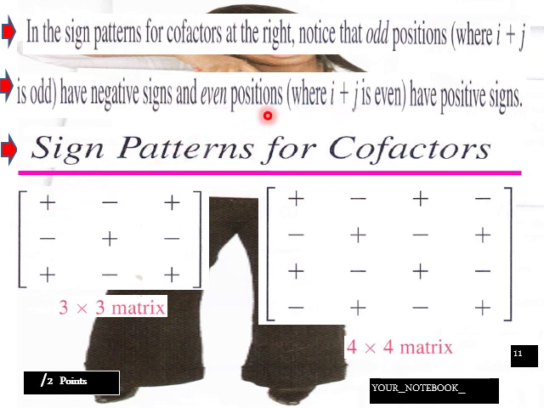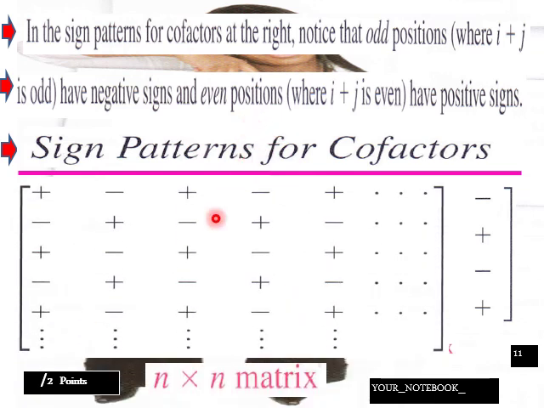And then even positions where i plus j is even. So this would be row 1 and then column 3 here. That'd be even, odd. Then this would be row 2, column 1. This would be odd, etc. So that's how you would figure the signs of your cofactors. And this would be even bigger, an n by n matrix, so it just continues on with that pattern.